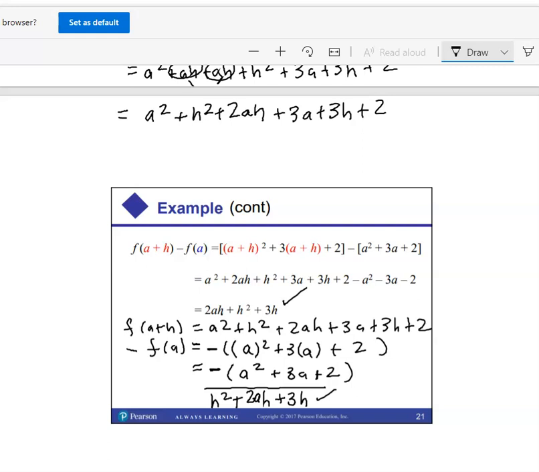And that's the end of Chapter 4, Section 2.